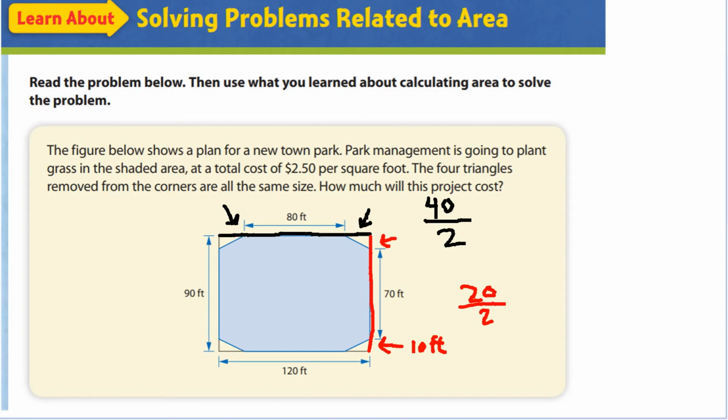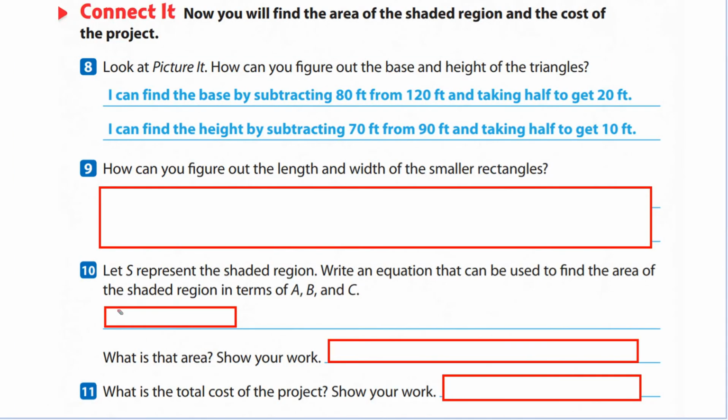And each side here will be 20 feet, correct? 20 plus 80 is 100 plus 20 is 120. There it is. 10 plus 70 is 80, plus 10 is 90. There it is. So hopefully that was helpful on how they got the 20 by 10.